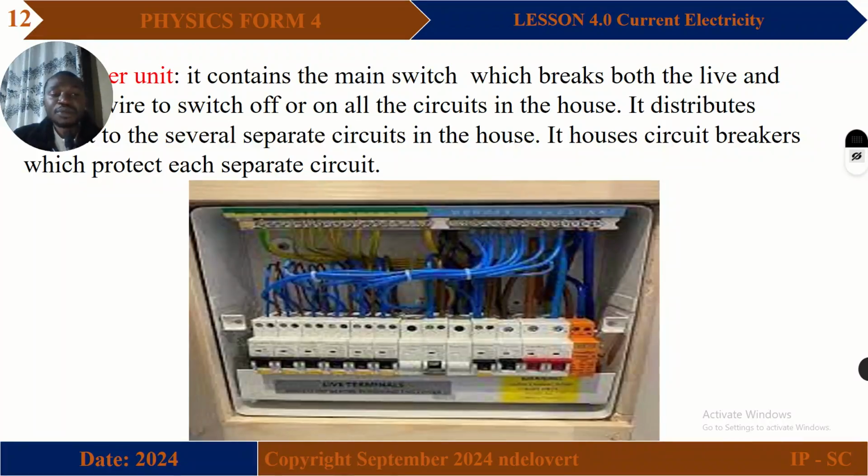Now we have the consumer unit. The consumer unit contains a main switch which breaks both the live and neutral wires to switch off or on all the circuits in the house, and it also distributes current to the several separate circuits in the house. It houses circuit breakers which protect each circuit separately. I think most of you have seen this type of box in your house or near your store.